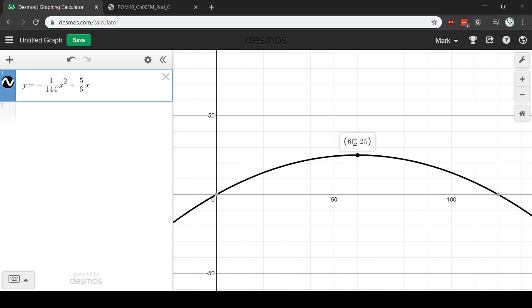And so maximum height is 60, it occurs at 25 meters from the end. Or sorry, the maximum height is 25, the y value, and it occurs 60 meters from one end. My mistake. So 25 is the maximum height, 60 is the distance across.